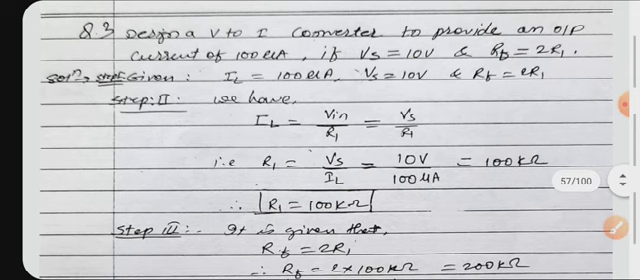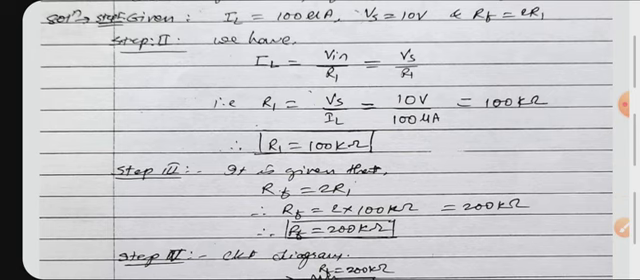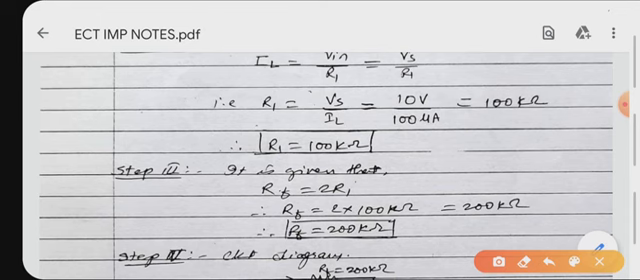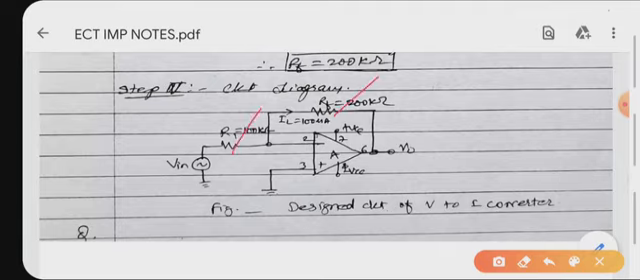Next, design a V2I converter to provide an output current of 100 microampere if Vs equal to 10 volt and Rf equal to twice of R1. Okay, so IL, Vs and Rf are given. By using the standard formula IL is equal to V in by R1, you can calculate the value of R1. Because Vs is given, IL is given, R1 will be equal to 100 kilo ohm. It is given in the problem that Rf is equal to twice of R1, therefore Rf will be equal to 200 kilo ohm. In the circuit diagram mention all the values.